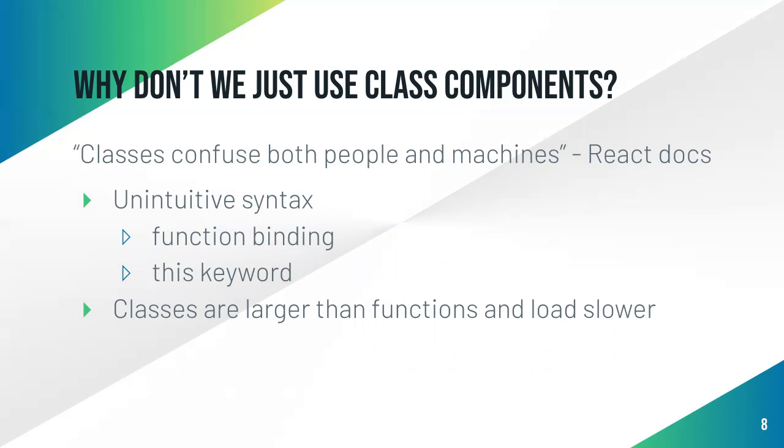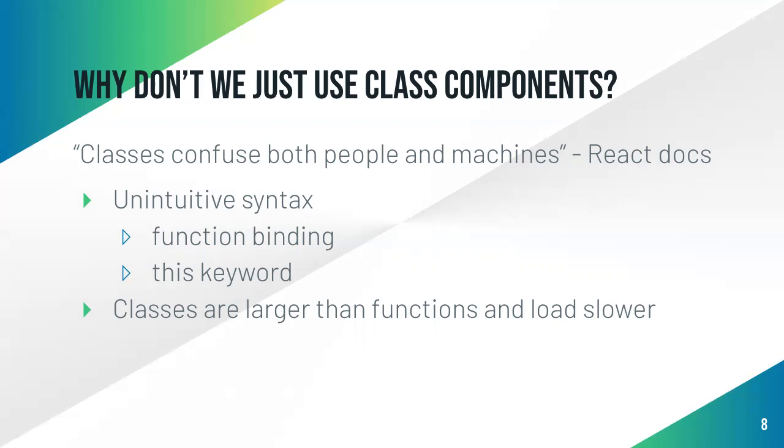Class components involve things like function binding and the use of the this keyword to access variables, things like that. We're not going to explain what all this means because it's not super relevant to the stuff we'll be developing. But it's important to know that it's a little bit harder to read than the functional components we'll be writing.